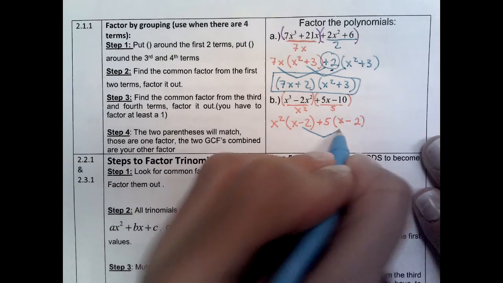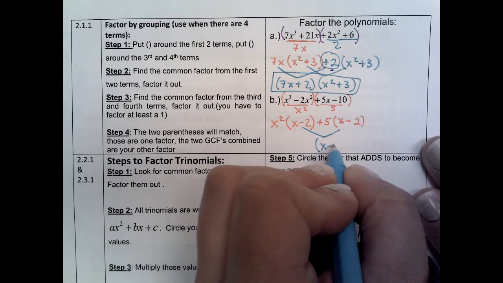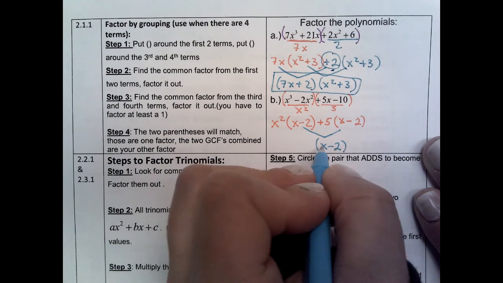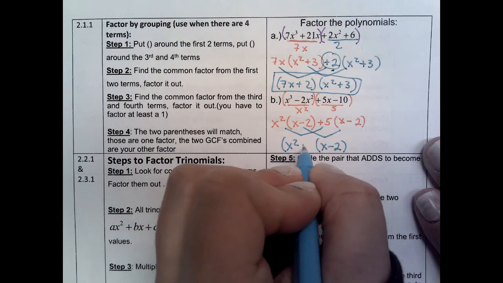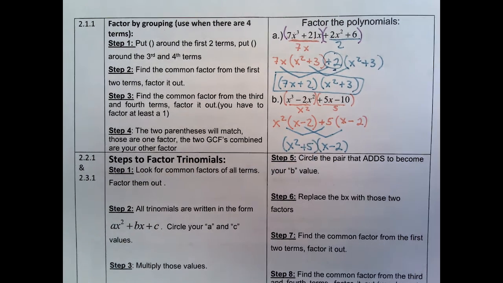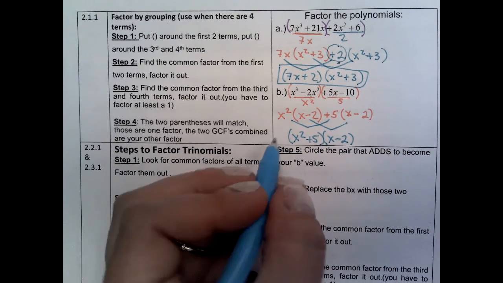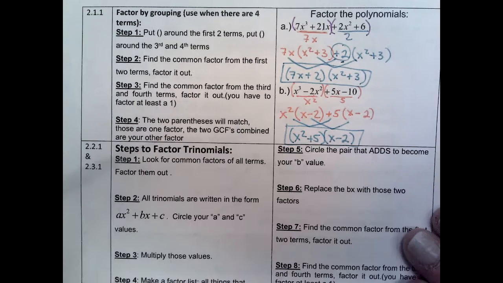Hey, if these don't match, I've done something wrong. So now I have an x minus 2. That's one of my factors. And my other factor is what's outside the parentheses there. And that's it. I have now factored this.